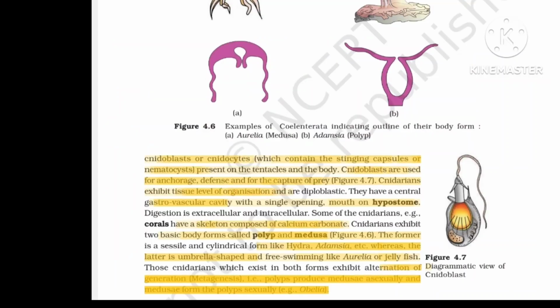The next phylum is Coelenterata or Cnidaria. The name is so because they have cnidoblasts or cnidocytes. These organisms are mostly marine and free living. We can see radial symmetry in these organisms. These cnidarians exhibit a tissue level of organization. We can see a gastrovascular cavity with a single opening, the mouth, and hypostome. Digestion is both extracellular and intracellular, and cnidarians exhibit two basic body forms called polyp and medusa. We can see alternation of generation, which is called metagenesis. Polyps produce medusae asexually, and medusae produce polyps sexually.